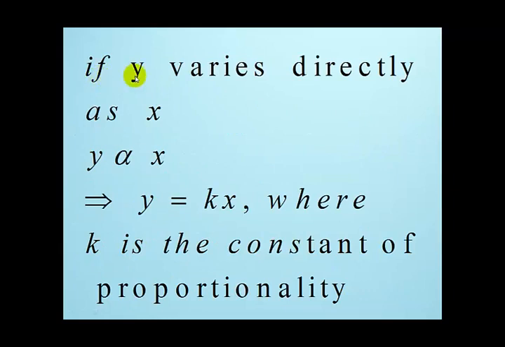Now, if y varies directly as x, mathematically, we have y varies directly as x, where this is the variation sign. This implies that y is equal to kx, where k is the constant of proportionality. So when we introduce our constant of proportionality, the variation sign now changes to equal to. And so if y varies directly as x, then it implies that y is equal to kx, where k is the constant of proportionality.